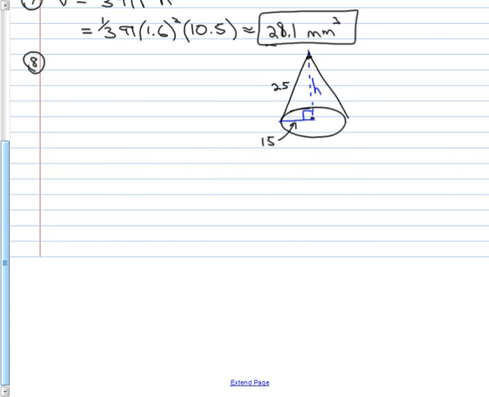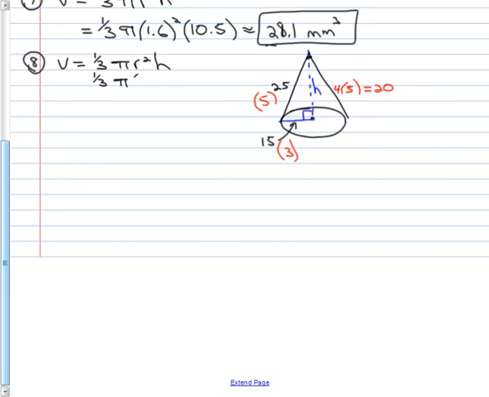I know my volume formula is still 1/3 pi r squared times height. The thing we don't know is our height. How do we get it? 25 squared minus 15 squared. Pythagorean theorem would work. Is this a Pythagorean triple? Yeah. Which one? 3, 4, 5. So 3 times 5 is 15. 4 times 5 is 20. 5 times 5 is 25. This thing is just a 3, 4, 5 triangle, so the height is 20.